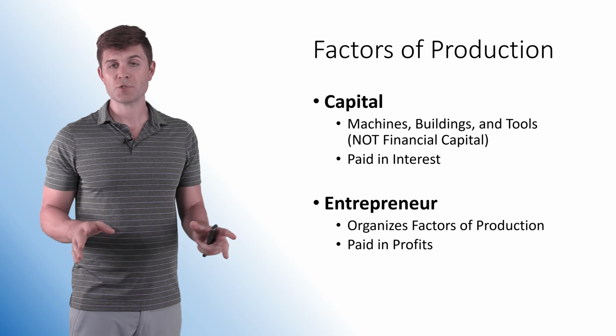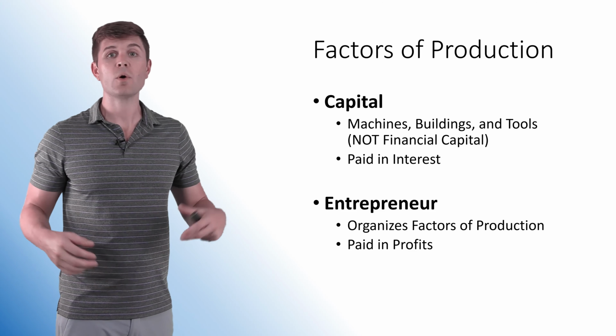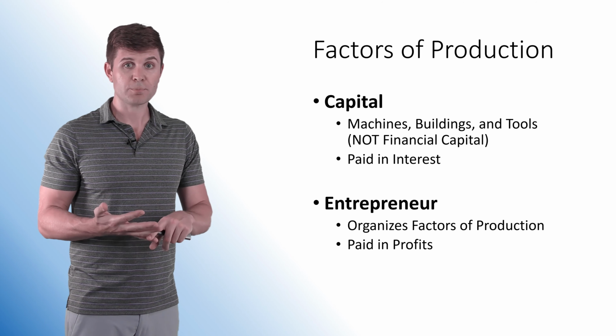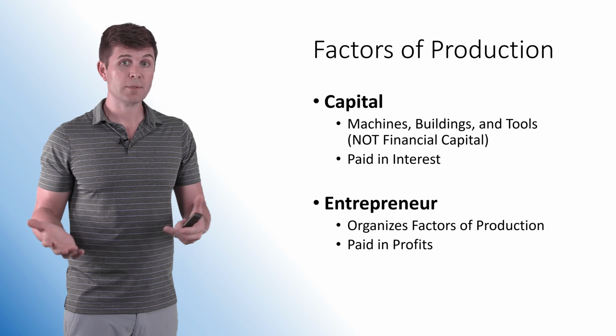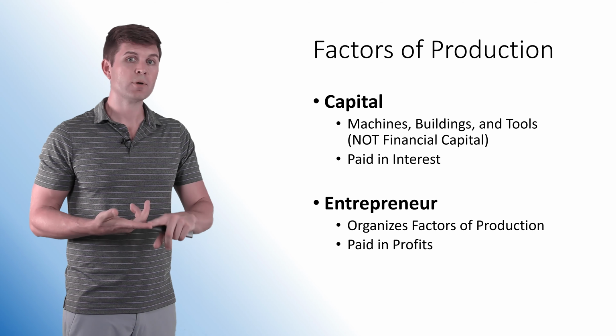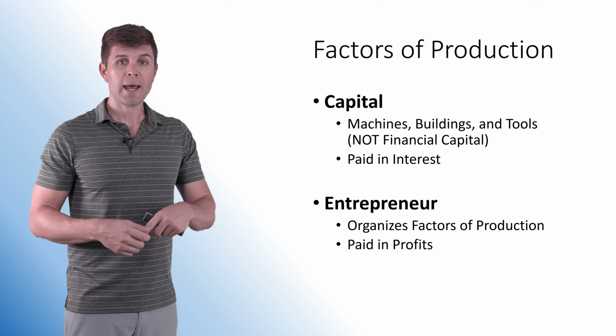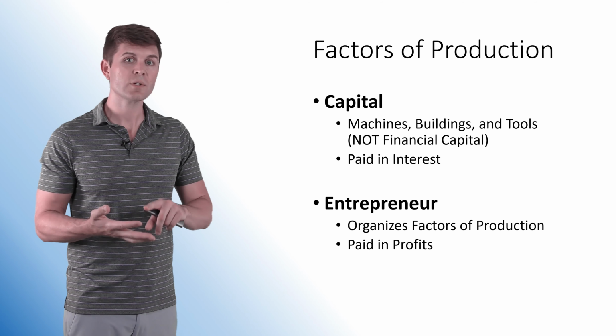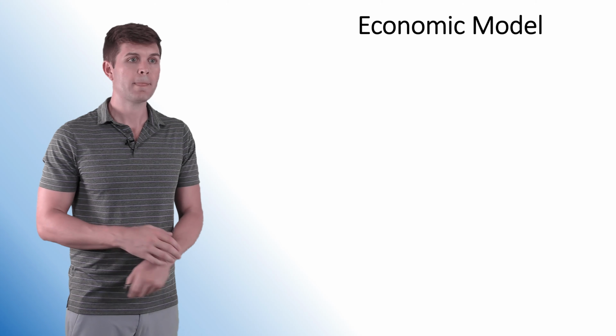The last one, entrepreneur. He's the guy that puts everything else together, the other 3 factors of production, and he is paid in profits. So we have the land, the labor, the capital, and the entrepreneur. And when they are purchased, it is either in rent, wages, interest, or profits.